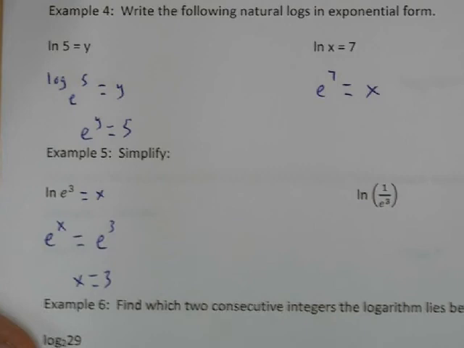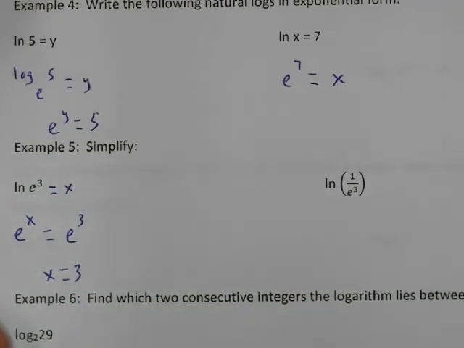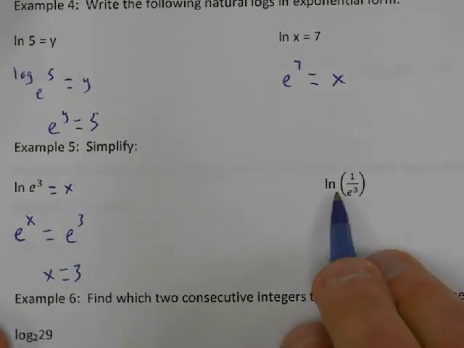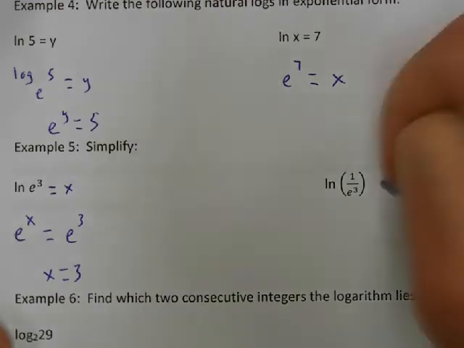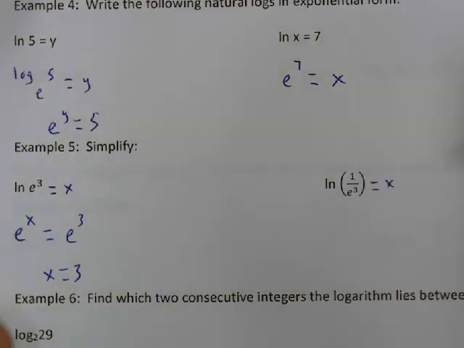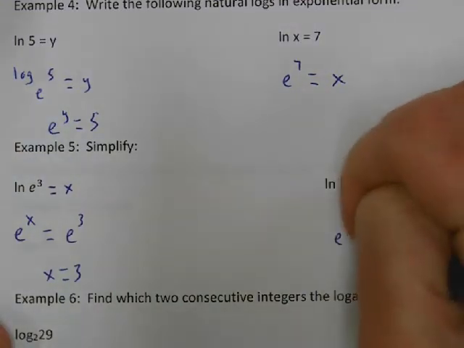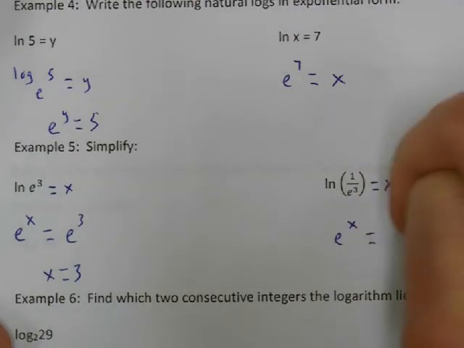Okay, last one for this section. Natural log of 1 over e to the third. Well, that's the same as the log of 1 over e to the third base e. Okay, well, this is going to have some answer. And then I want to write this in exponential notation. So it's my base, which is e, raised to the power of x, equals 1 over e to the third.